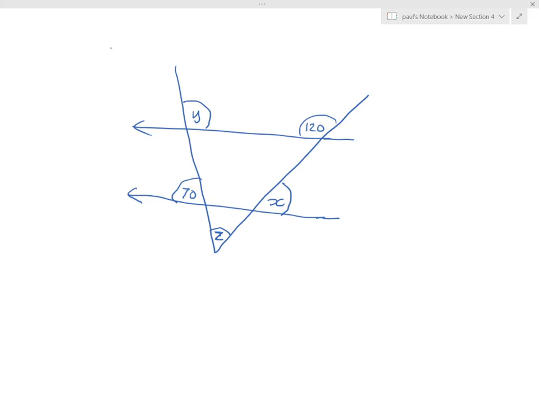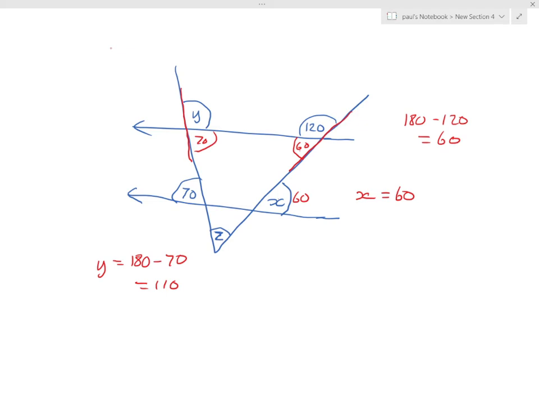120 plus this one is on this straight line. Therefore, that one will be 180 minus 120, which equals 60. So that's going to be 60. Now then we've got an alternate angle there. So x will be equal to 60. That's 60 there. What about this one? An alternate angle there makes that 70. And then y, because it's on this straight line, is going to be y equals 180 minus 70, which equals 110.